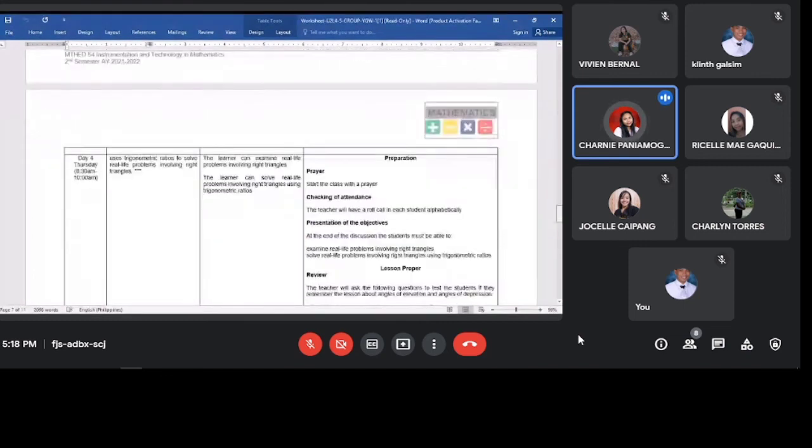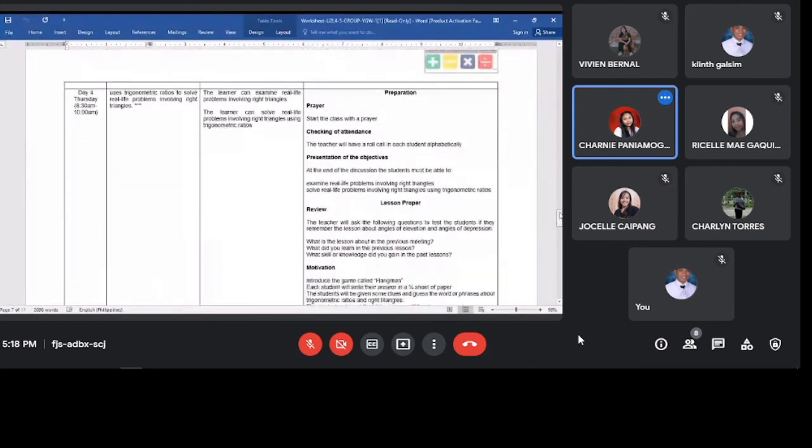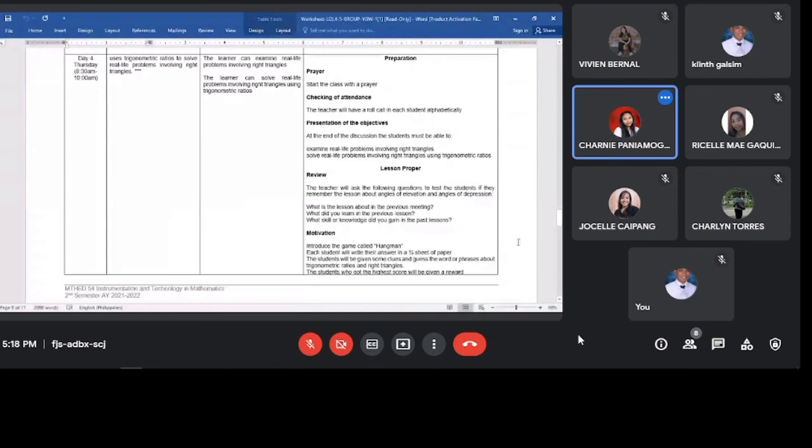And then for day 4, the learning competency: uses trigonometric ratios to solve real-life problems involving right triangles. For the specific daily learning outcomes, the learner can examine real-life problems involving right triangles, and the learner can solve real-life problems involving right triangles using trigonometric ratios.